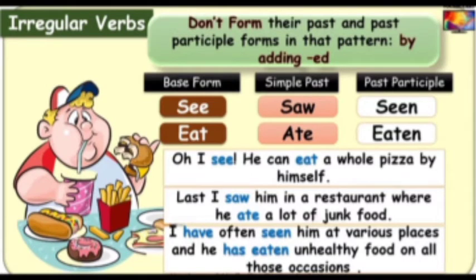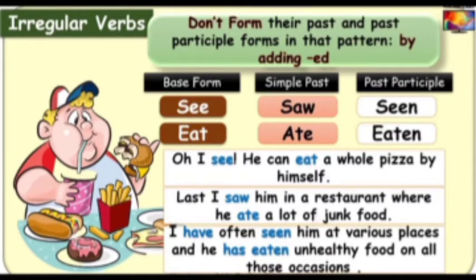So, now irregular verbs. Irregular verbs don't form their past and past participle forms by adding ed. They don't follow the same pattern. They have different patterns which you have to memorize. We will take two examples today. See: the base form see will become saw in simple past and seen in past participle.